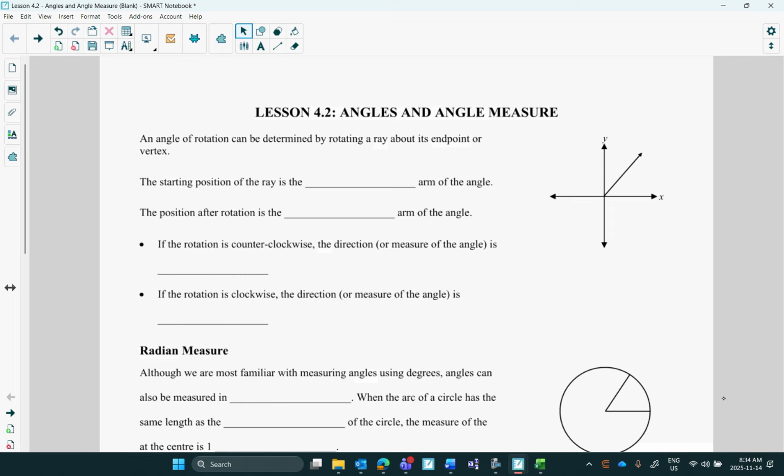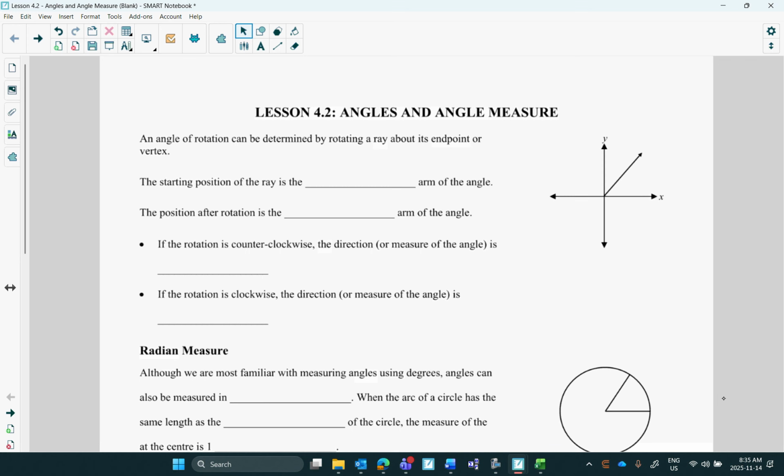Again, the goal of this unit in trig is to get to a point where we can evaluate certain trig ratios and solve certain trig equations. Okay, but we need to do a lot of prep work before then. And today we're going to talk about a new type of angle measure besides degrees.